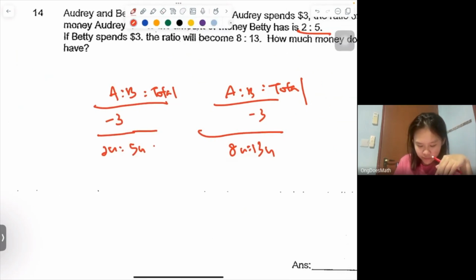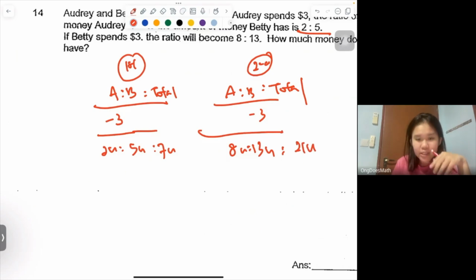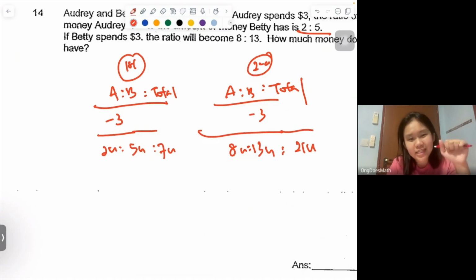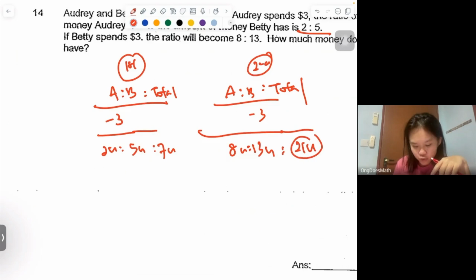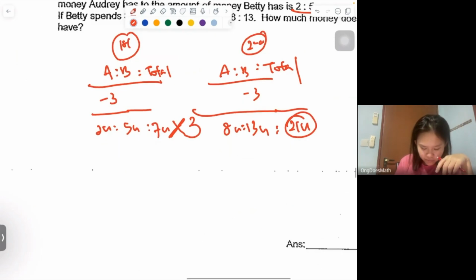So total in first scenario is 7 units. Total in second scenario is 8 plus 13 units, which is 21 units. Since the total cannot be 7 and 21 units at the same time, right? Like I said, you cannot be two things at the same time. You have to decide on one. So we will find the lowest common multiple, which is 21. So for the first scenario, the whole row will times 3.